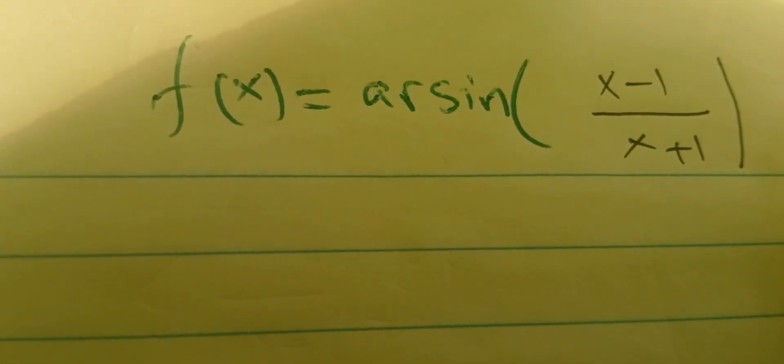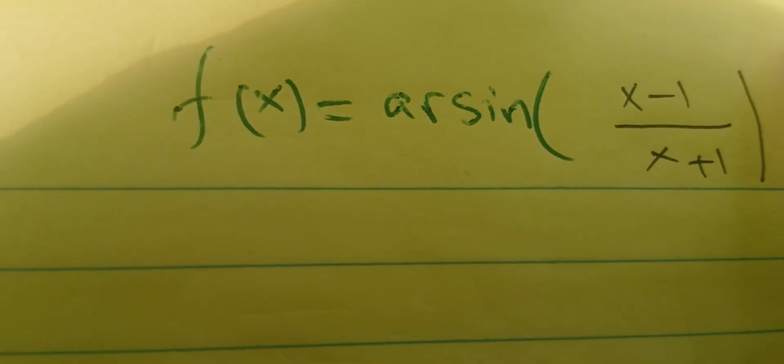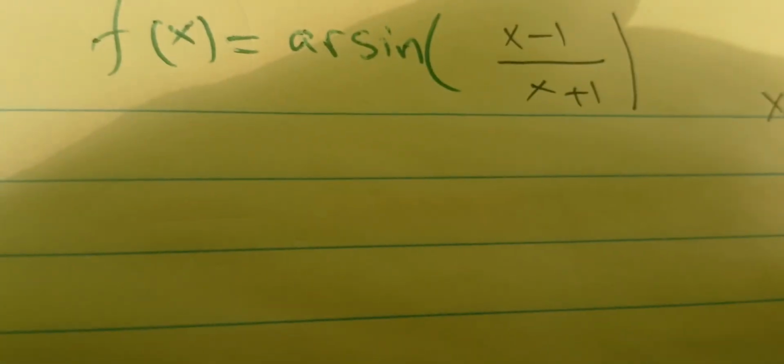The first thing that we need to note is that we don't want to divide by 0, and therefore we need to have x plus 1 different from 0. That means the first condition is that x plus 1 must be different from 0. This gives us that x is different from minus 1. So this is the first condition here.